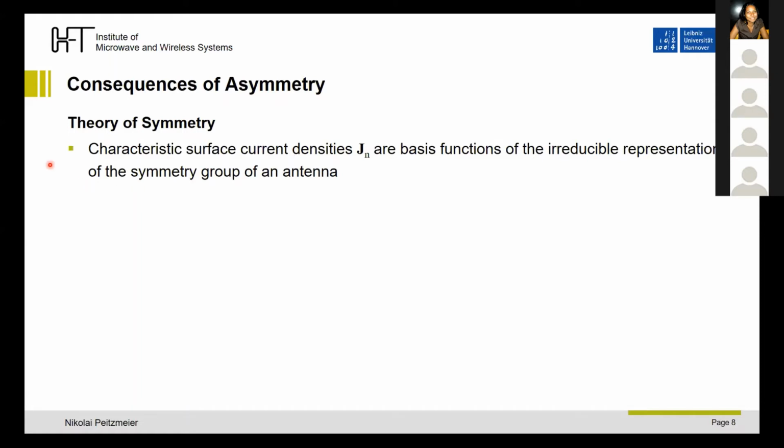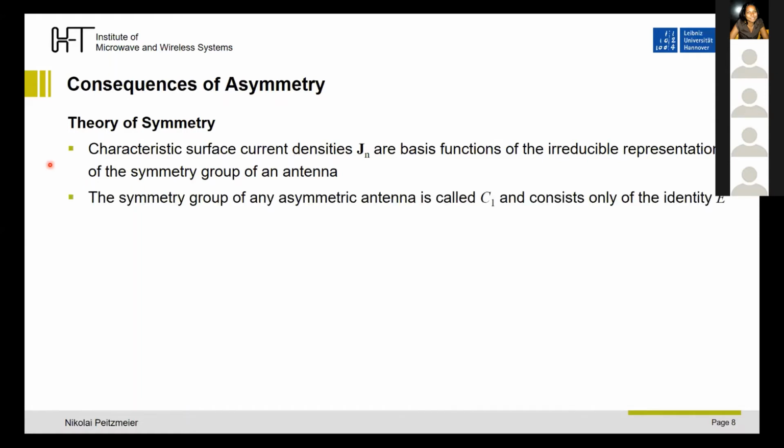So what can we learn from this for our asymmetric antennas? First of all, the symmetry group of an asymmetric antenna simply consists of the identity operation.